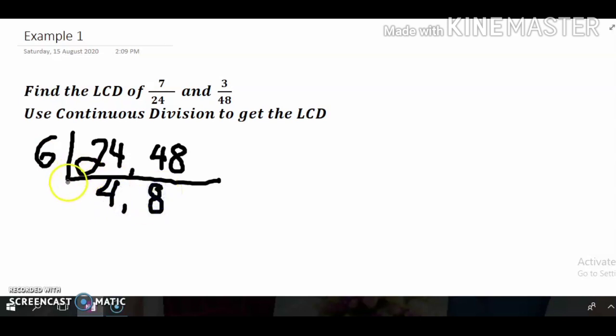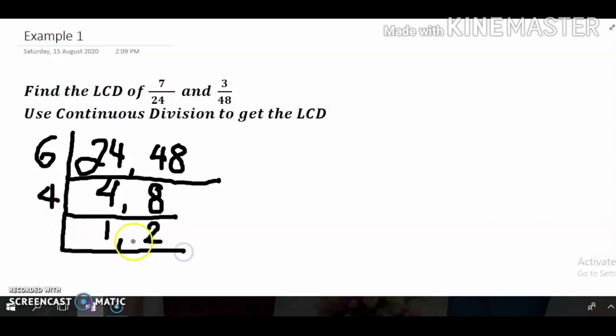Okay. Saan ulit divisible ang 4 at 8? Sa 4. I-divide natin siya by 4. So, we have 1 and 2. Dapat kasi, kapag kukunin natin ang LCD using continuous division, mag-e-end siya sa 1, 1. So, since may 1 na tayo dito, di-divide na lang natin itong 2 sa 2. So, bring down 1. Divide mo sa 2 ay 1. So, end na siya sa 1, 1.